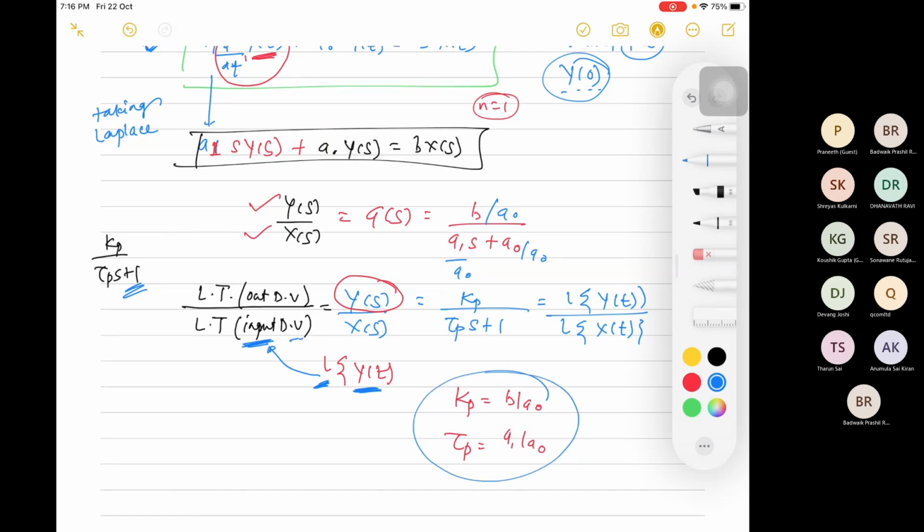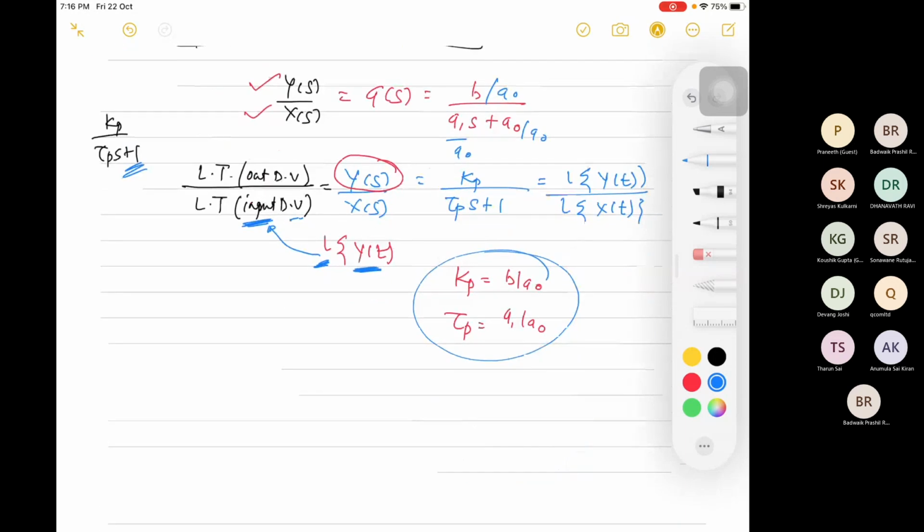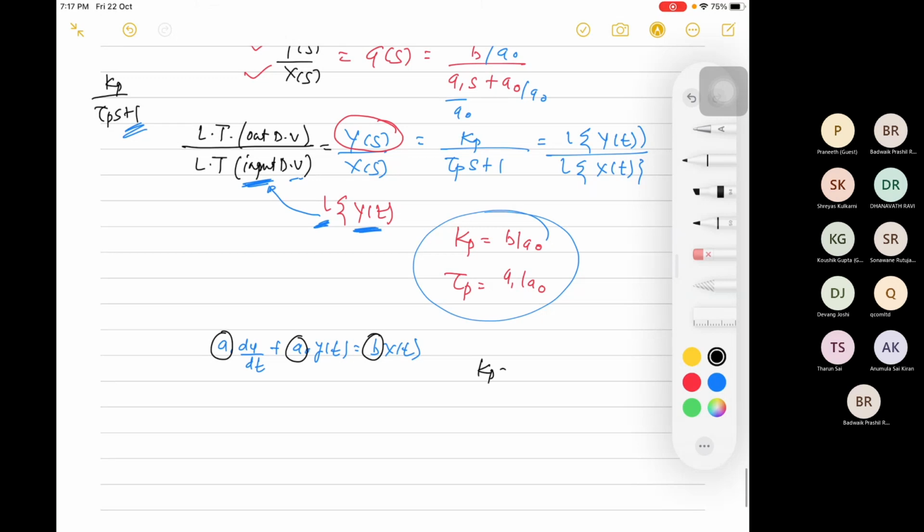If any equation is given and you know that the system is first order, write the equation in this form: a1 dy by dt plus a naught y of t is equal to b into x of t. What is x, y? What is a, b, a1, a naught? So you compare this. Your Kp will be b by a naught, tau p will be a1 by a naught, and your generalized equation will be Y of s upon X of s is equal to Kp upon tau p into s plus 1. Always write in this form. You don't need to do any modeling then.